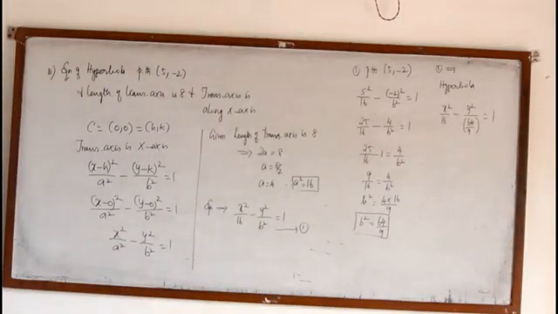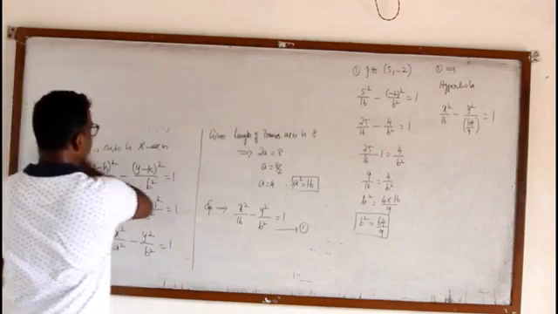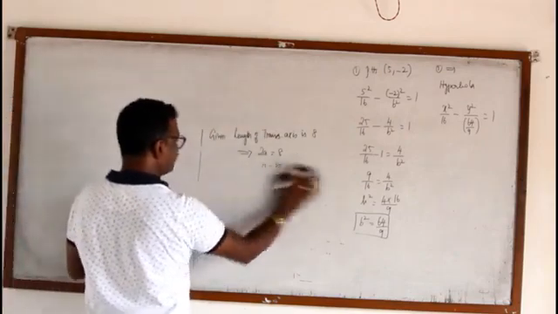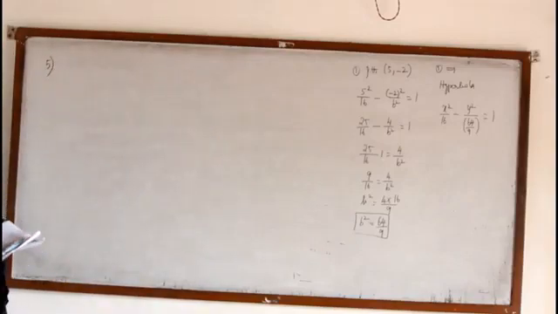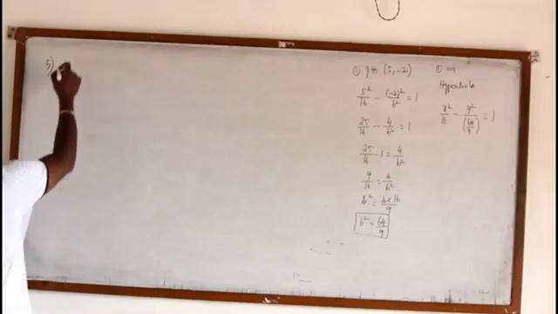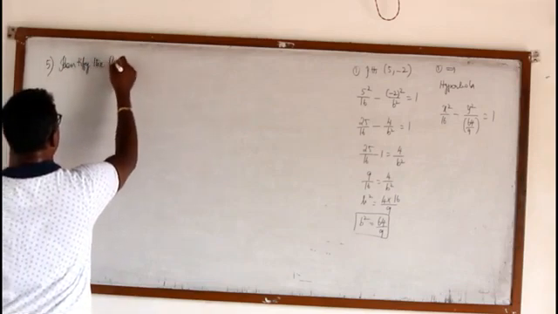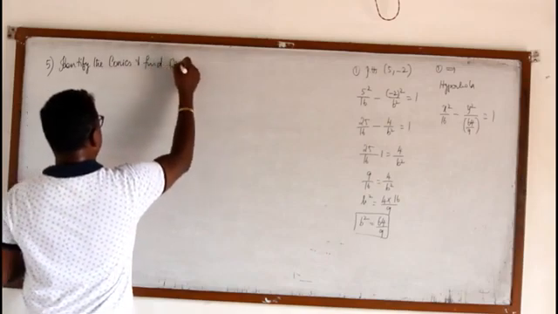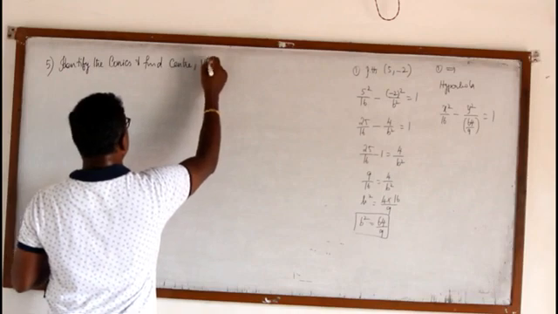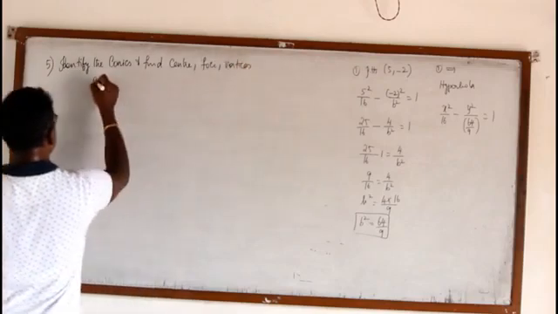So these are the problems of hyperbola, to find the equation of hyperbola, and we did all these problems. Now we should go for problem number 5. We did problem number 4 because all those problems are under hyperbola. So we should go for problem number 5. Identify the conics and find center, foci, vertices and the equation of directrices.